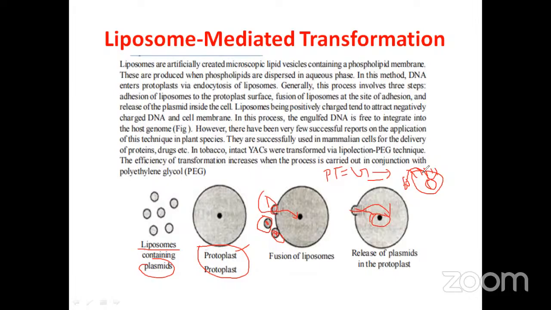Even though, using this method, transgenic maize and barley plants have been obtained. In the polyethylene glycol mediated transformation, a large number of protoplasts can be simultaneously transformed. This is one advantage. This technique can be successfully used for a wide range of plant species. So, polyethylene glycol. Next one, calcium phosphate precipitation.